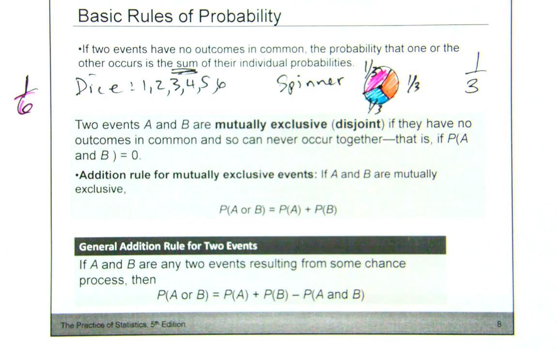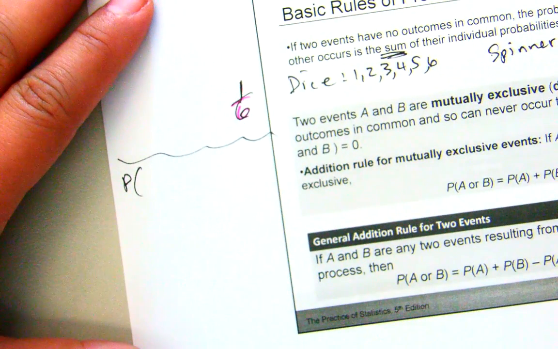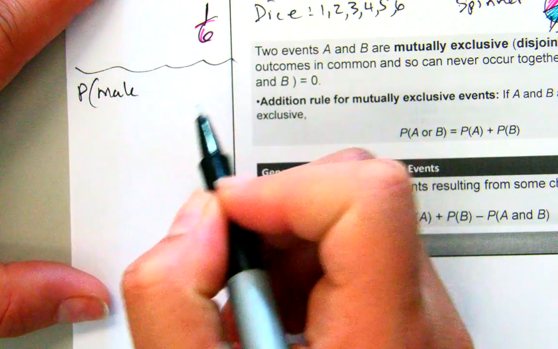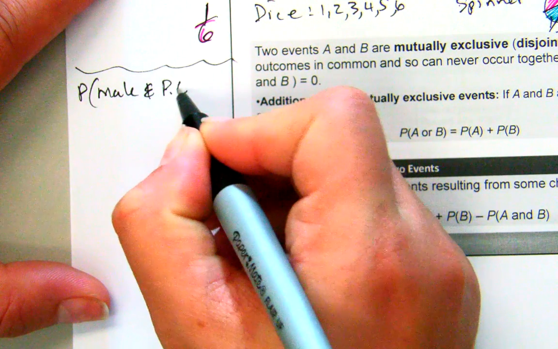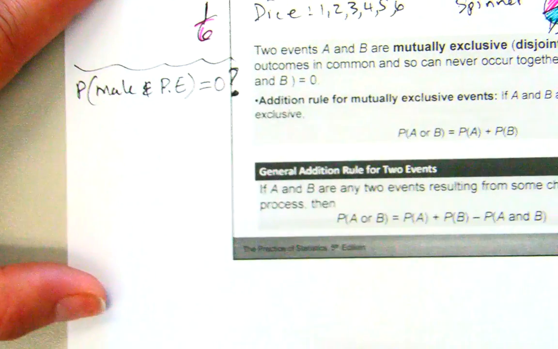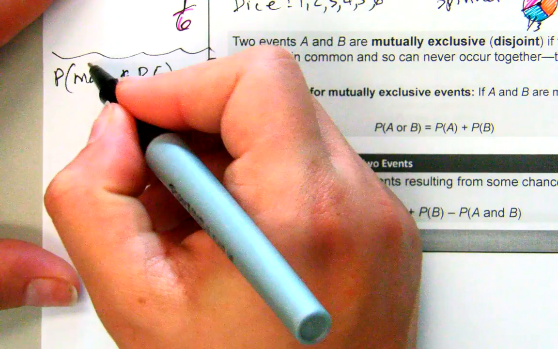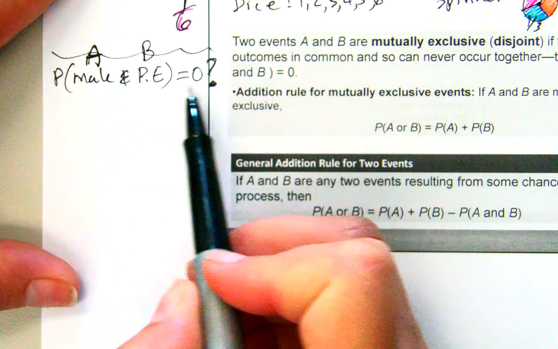I'll show you what that looks like with the pierced ears. Okay, so let's do the probability of A and B. Let's say the probability of male and pierced ears. The question is, is that equal to 0? That's the part we want to know. The male and pierced ears, so A and B, this is event A occurring, this is event B occurring. Is that equal to 0?